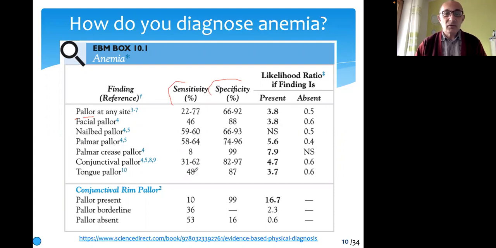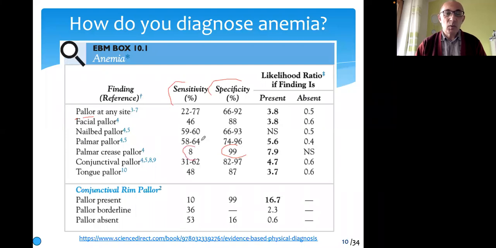We would like to have, of course, tests which have high sensitivity as well as specificity. And this is judged by looking at the likelihood ratios. Likelihood ratio is a combination of sensitivity and specificity. The formula is sensitivity divided by 1 minus specificity. For the diagnosis, we look for the positive likelihood ratio, and the positive likelihood ratio of palmar crease is high because of the very high specificity, but in practice, we would like to have also a high sensitivity.